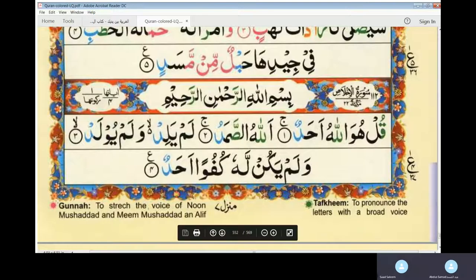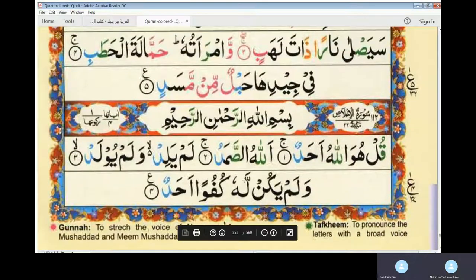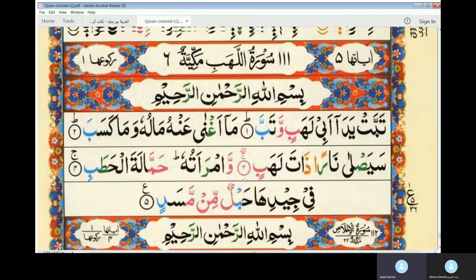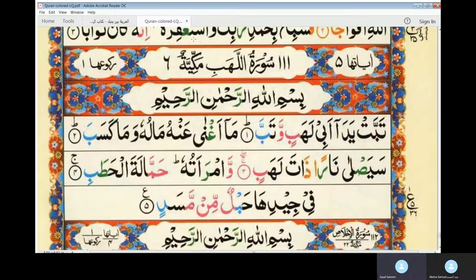On every page, you will see meanings like this written at the end. So try to slowly memorize these meanings, okay? Then we will practice inshallah later. Now we have Surah Lahab. Start it.